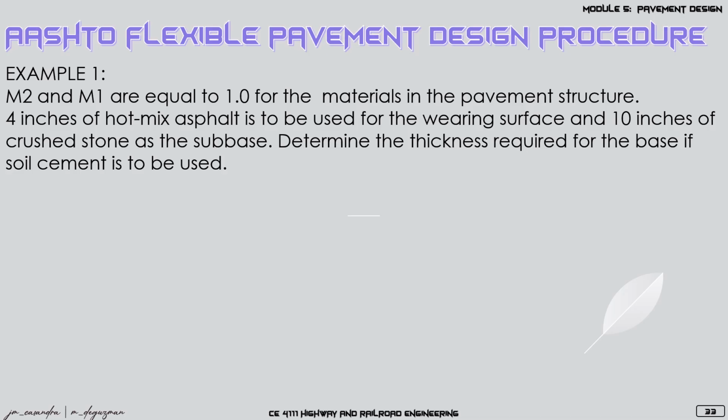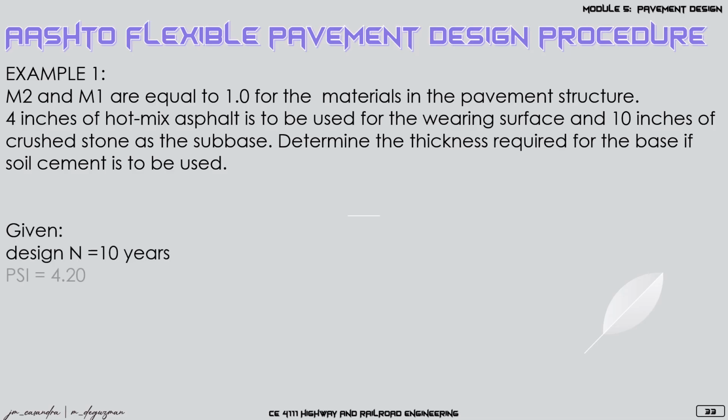So aside from that, we are given M2 and M1 for our pavement structure for your sub-base and your base to be equal to 1.0 for our materials, in which 4 inches of hot mix asphalt is to be used for the wearing surface, and we have 10 inches of crushed stone for the sub-base. So in this problem, we are to determine the thickness required for the base if we are going to use soil cement as our material for the base.